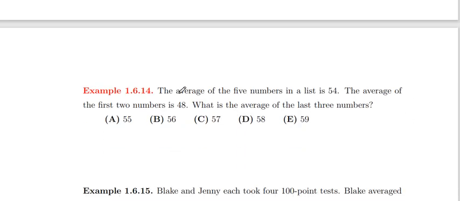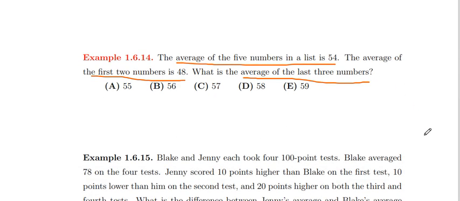Okay, so the average of 5 numbers is 54. So the average for the first 2 numbers is 48. What is the average for the last 3? So here we can regard this like 48, 48, and the other three as x, x, x. So what is x? We can regard this problem like this, right?